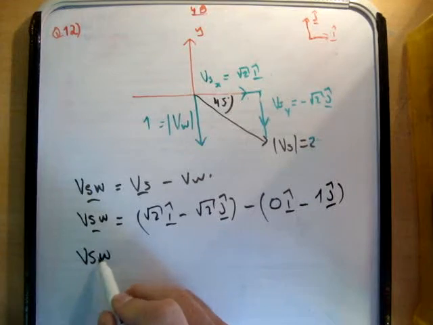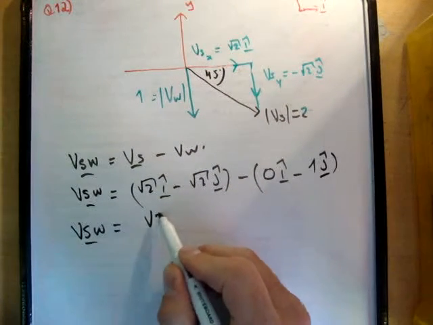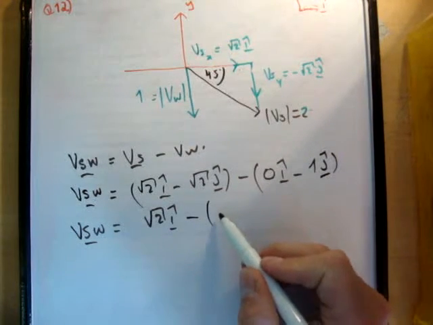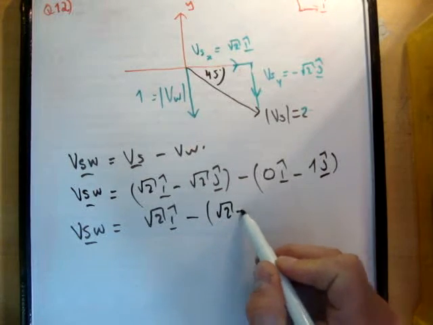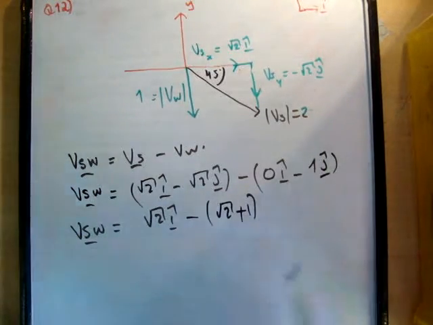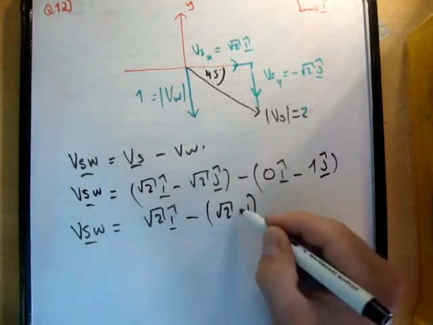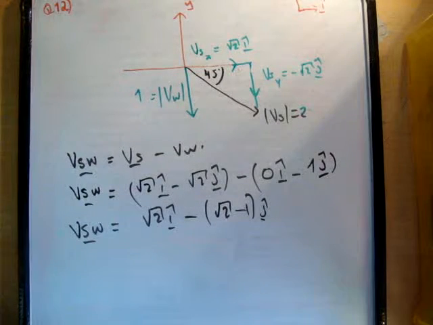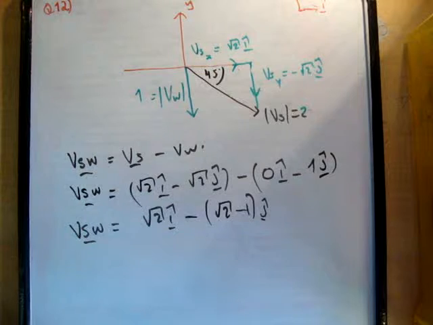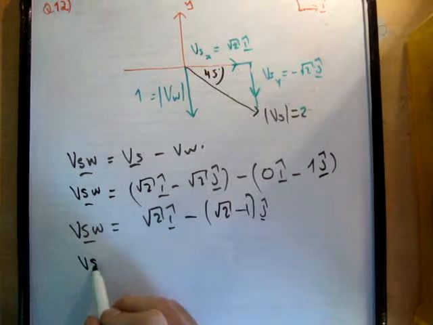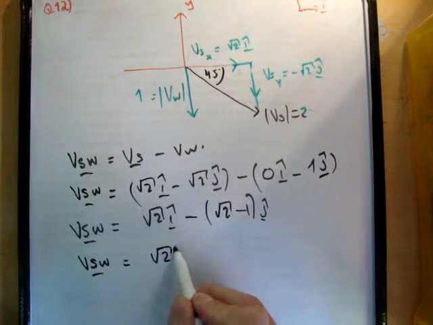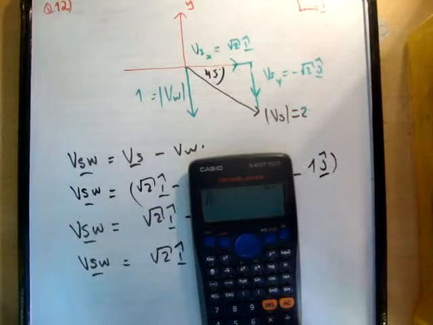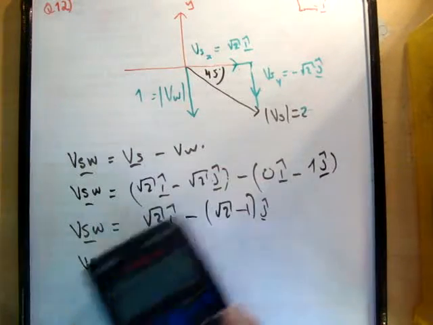So VSW is equal to root 2 i hat, and it's going to be minus root 2 minus 1. Is that correct? Or root 2 plus 1? Let me confirm this now. So it's going to be negative root 2 plus 1. Yeah, that's that there. So we're going to get VSW is equal to root 2 i hat, and root 2 minus 1 turns out to be 0.41 j hat.